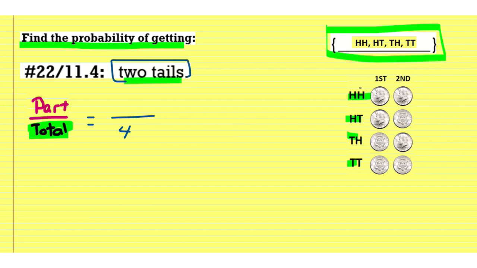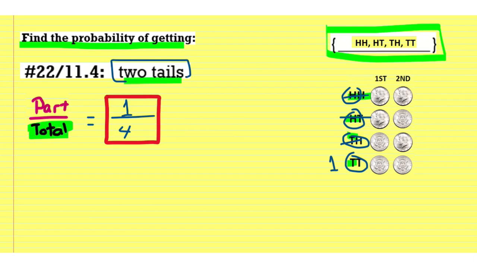tails. Well, is this one two tails? No. Is this one two tails? No. Is this one two tails? No. Is this one two tails? Yes. So I have one out of the four. I have one option that gives me two tails, where I get a tail on both tosses of the coin. And that is the probability of getting two tails.